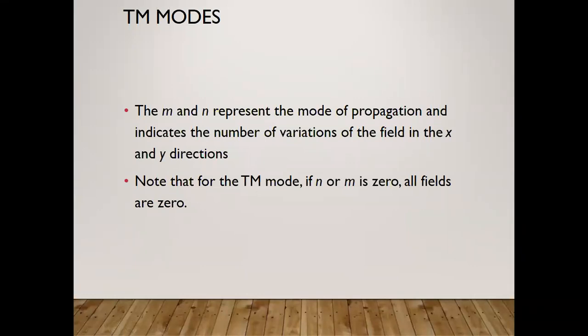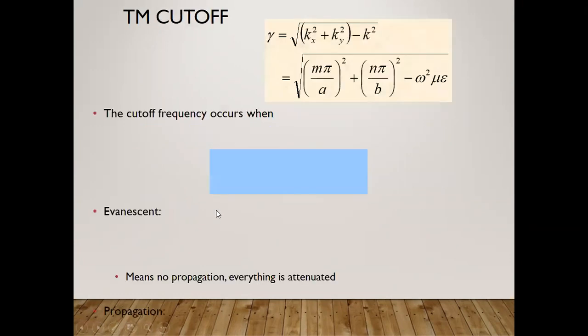So in the TM mode, if n and m are 0, all the fields are 0. We remember, if n as well as m is 0, because there will be the representation of the count. So whenever there is the indication and the variation of the n and the m, and if they are 0, so definitely all the fields will be treated as 0.